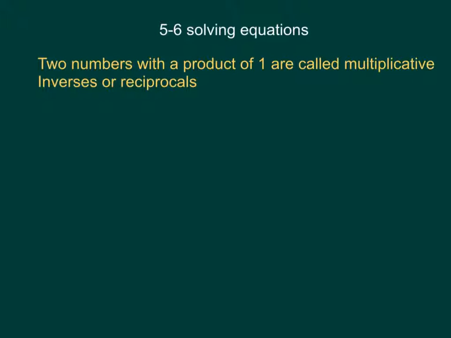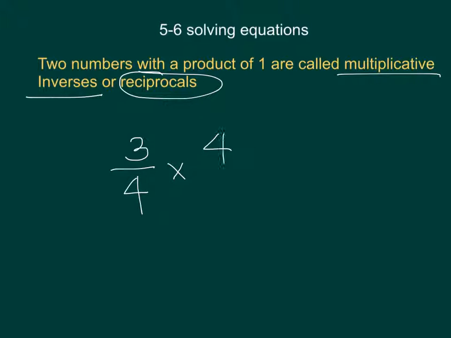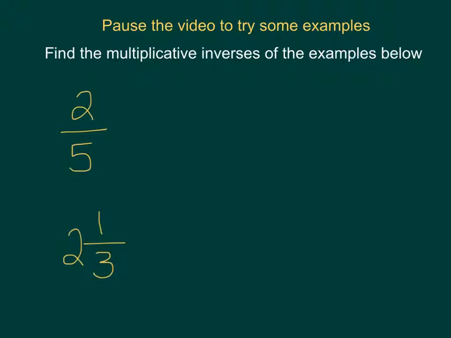Lesson 5-6, Solving Equations. Two numbers with a product of 1 are called multiplicative inverses or reciprocals. So for example, if we have 3/4 times 4/3, this equals 1. So 4/3 is a multiplicative inverse or the reciprocal of 3/4. Pause the video to try some examples.